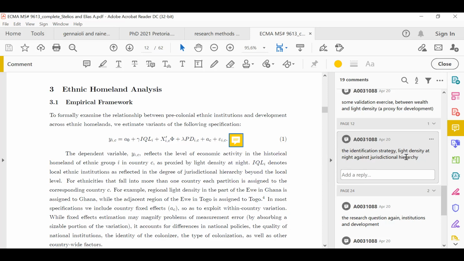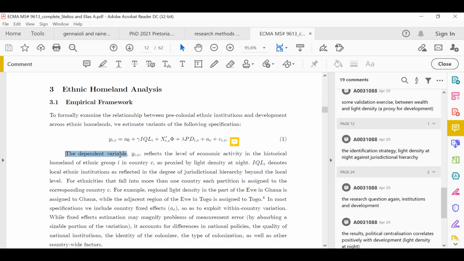So that's the identification strategy: light density at night, which is the Y variable, against jurisdictional hierarchy. The dependent variable Y_ic reflects the level of economic activity in the historical homeland of ethnic group i. It's much more disaggregated data now, in country c, right? Within country c, there are different ethnic groups as proxied by light density at night. So it's essentially at that micro level, light density at night, okay?